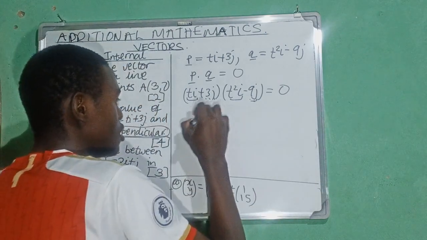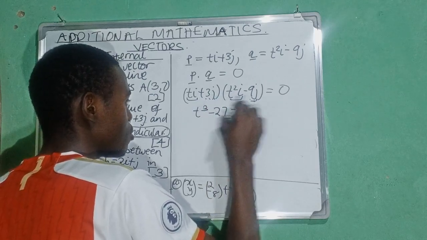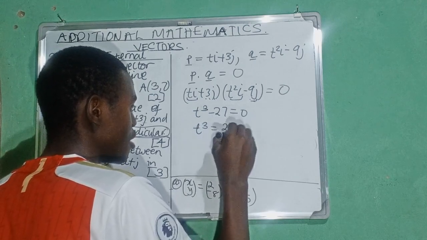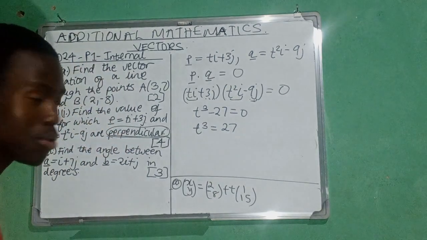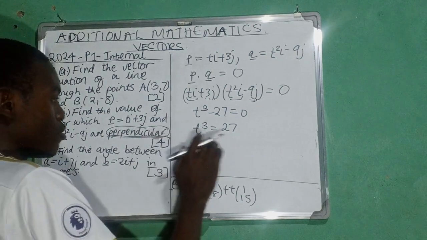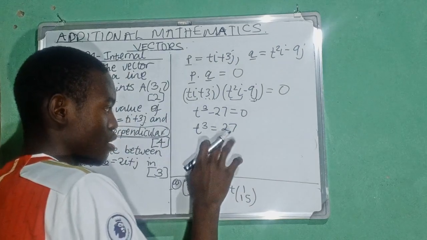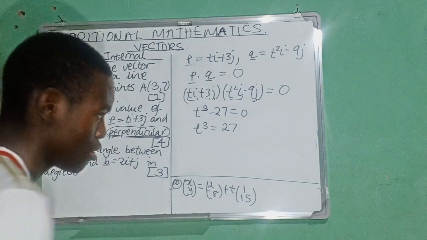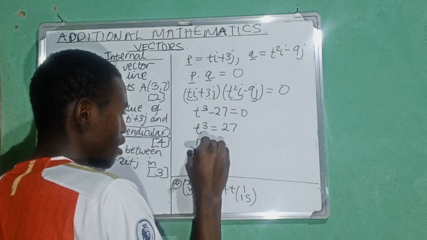Okay, so it would be t cubed minus 27 is equal to 0, so t cubed is equal to 27. Here I'm only looking for the positive real root, only one of the roots of 27, and one of those roots has to be real. What am I saying? Just take the cube root.